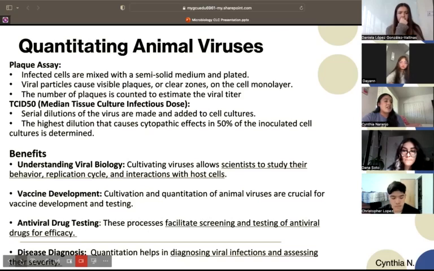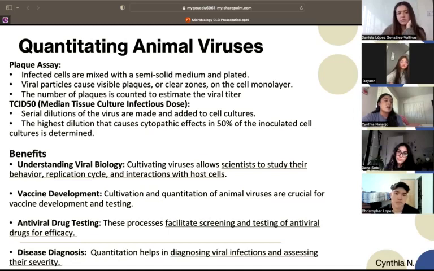Some benefits from this would again include understanding the viral biology, which helps scientists study their behavior, the replication cycle, and interactions with host cells. This helps with vaccine development, antiviral drug testing, and then disease diagnosis, which helps diagnosing viral infections and assessing their severity.